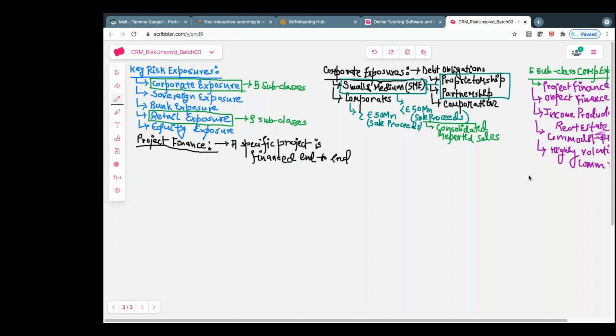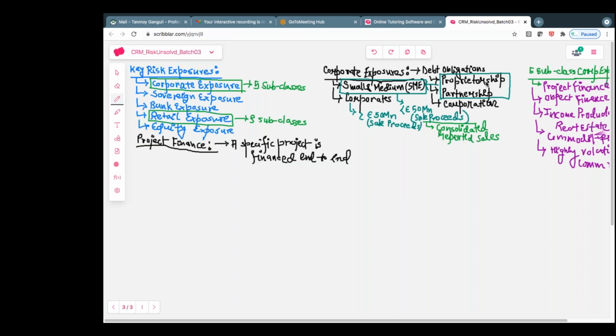That's the reason why we started exploring the exposures. And while we started talking about the exposures, we identified that there were two broad kinds of portfolios. One is the retail portfolio, the other is the corporate exposures. We started off talking about the corporate exposures. In the corporate exposures, we saw that the corporate exposure is divided into parts. One is the small and medium enterprises, the second is the corporates. The next that I have over here is the proprietorship, and then the partnership.